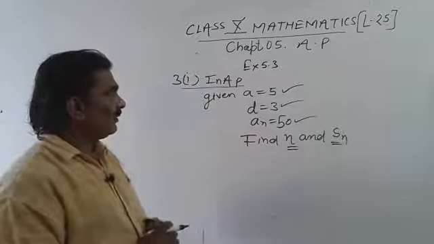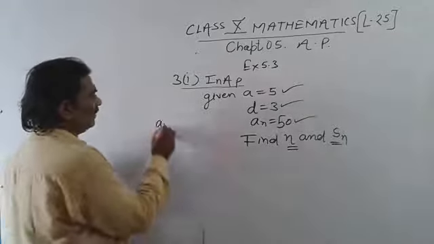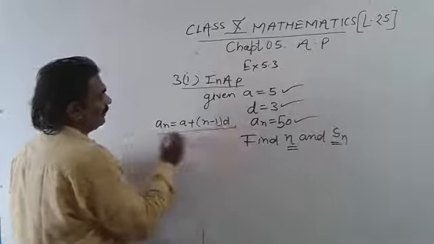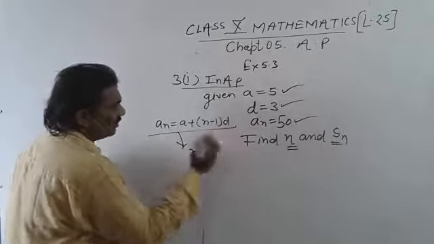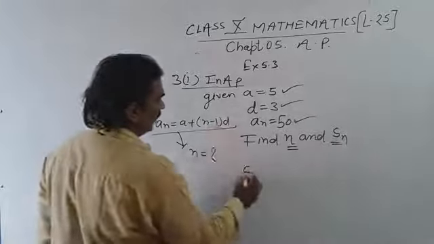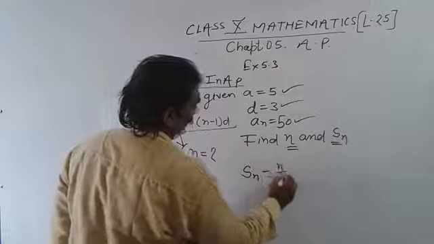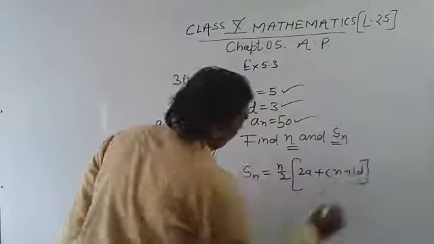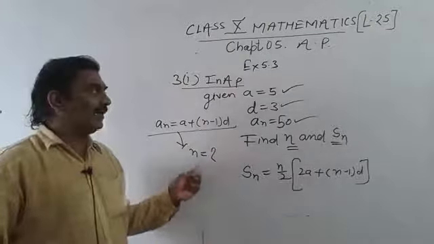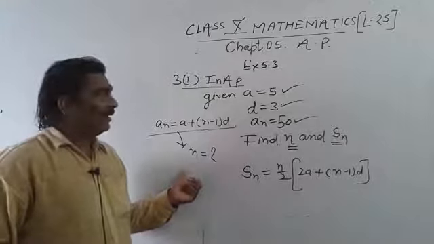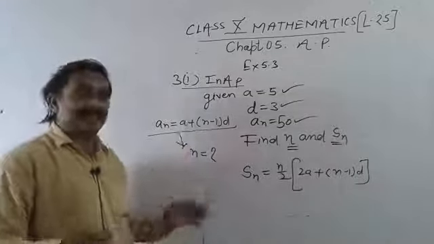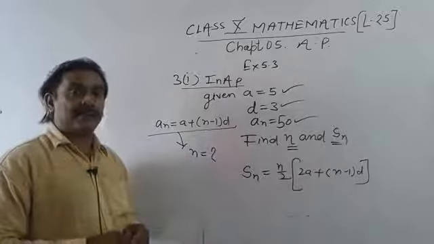Okay, students. So first you will use the formula an is equal to a plus n minus 1 into d to find n. Okay, students. Now after this you will use Sn is equal to n upon 2 into 2a plus n minus 1 into d. I hope, students, you will try to solve. Okay, and in the next video we will solve the third question in detail.